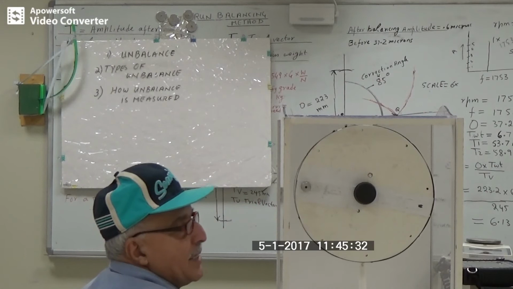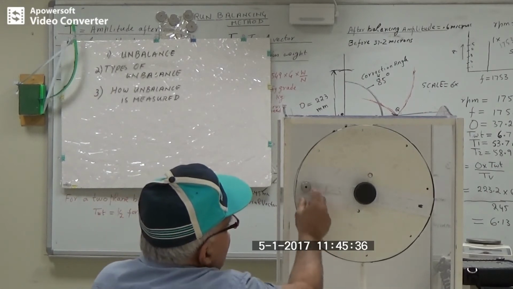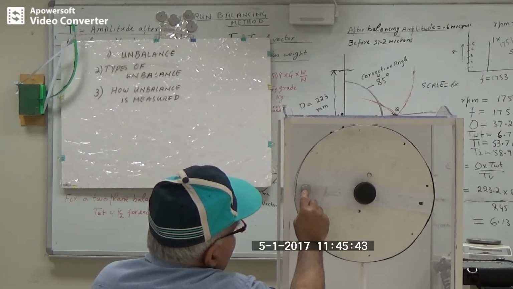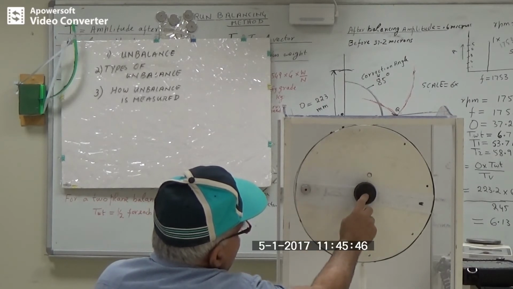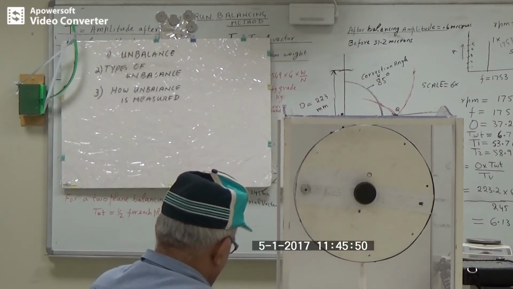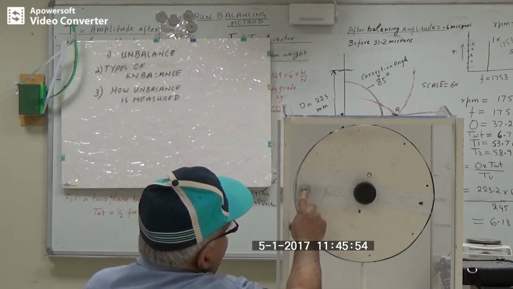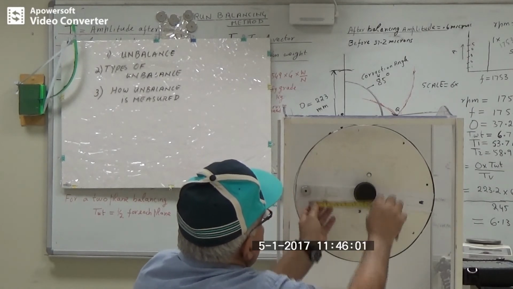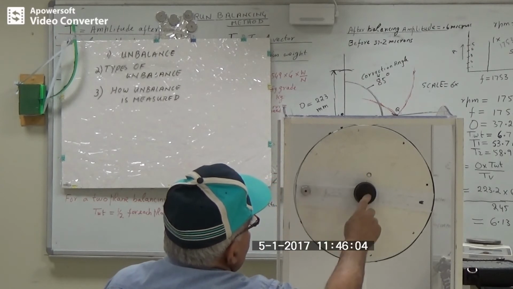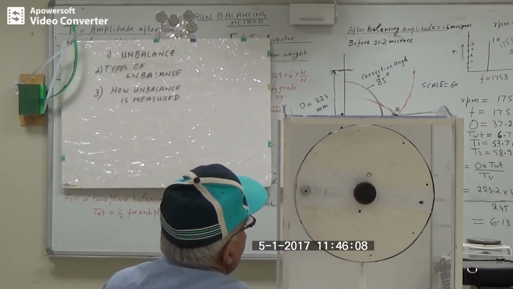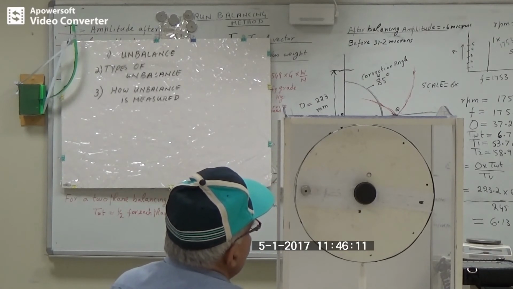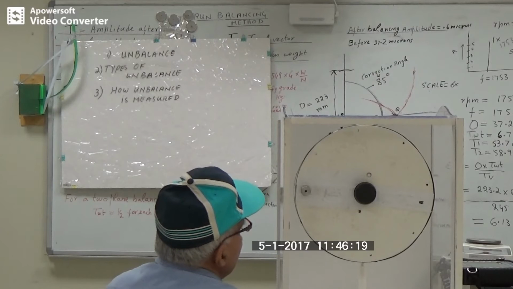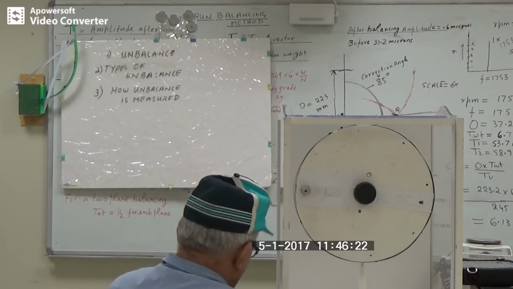So we can measure the amount of unbalance by multiplying this mass with the distance from center of this weight to the center of the rotation. For example, if this is 5 gram weight and the distance is, for example, 10 centimeter, the distance is 10 centimeter and mass is 5 gram, so the unbalance will be 50 gram centimeter.